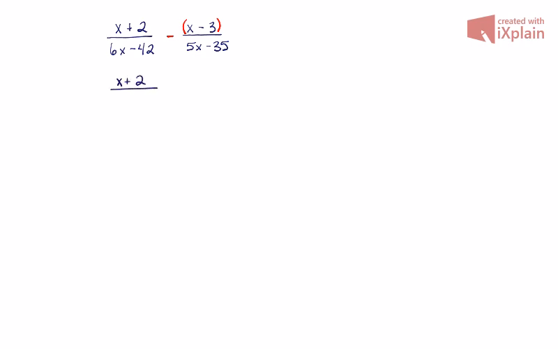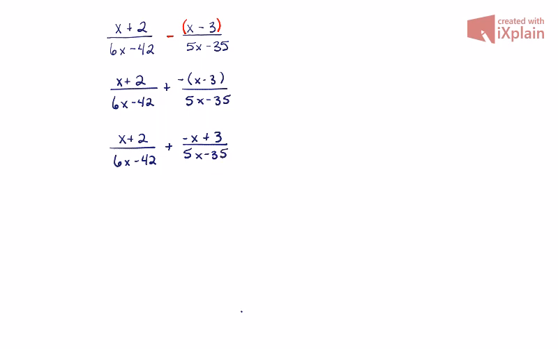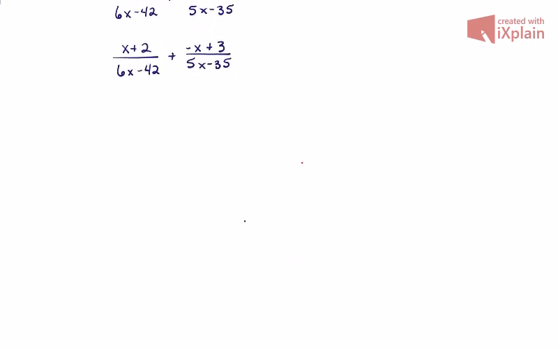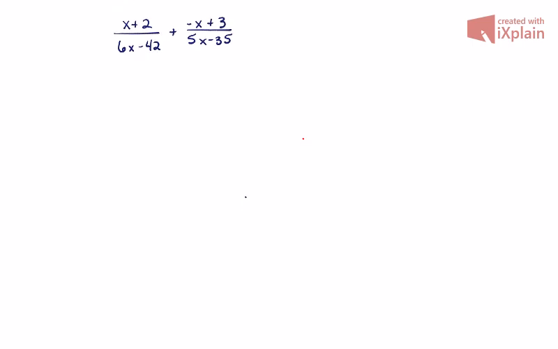We could have x plus 2 all over 6x minus 42 plus a negative x minus 3 all over 5x minus 35, which again we could rewrite as follows. X plus 2 all over 6x minus 42 plus a negative x plus 3 all over 5x minus 35. Again, that's because we distributed the negative to each term that we're seeing here. Okay, so the next thing we want to do is focus our attention on our revised or rewritten problem.